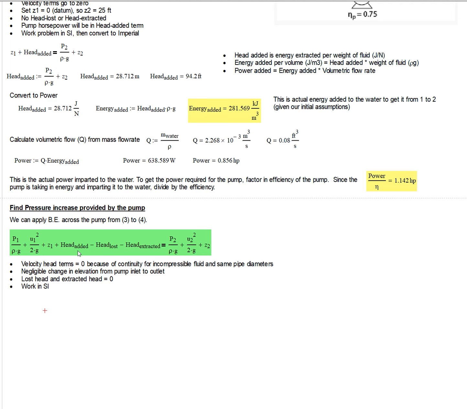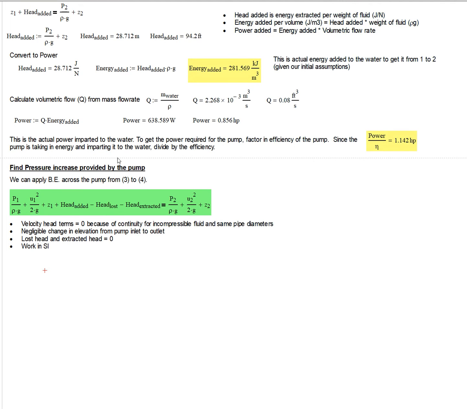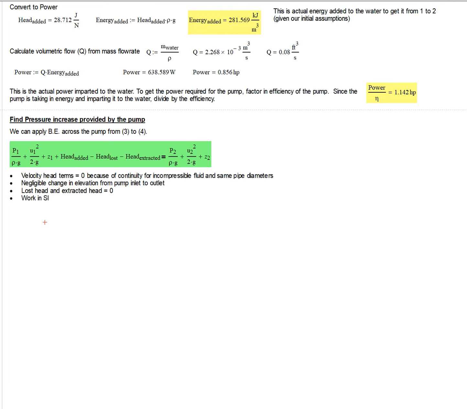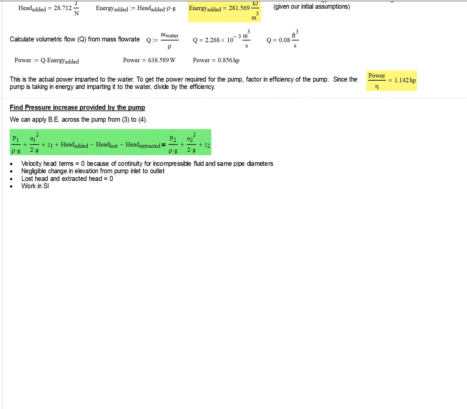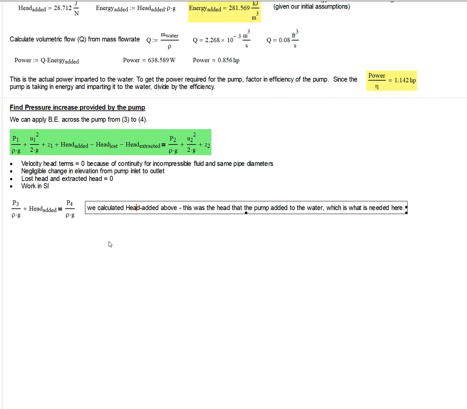So remember, this is the amount of head that is added across the pump. We have already calculated that up above. What we're going to have to do is convert that to pressure. So we apply these assumptions, and we simplify this equation, and here's what we're left with. All the other terms are going to cancel out. The head added, as I note here, was calculated above. We just left that as head added. What we're going to have to do is convert that to pressure. And so let's do that. It may seem a little daunting, but it's not that difficult.